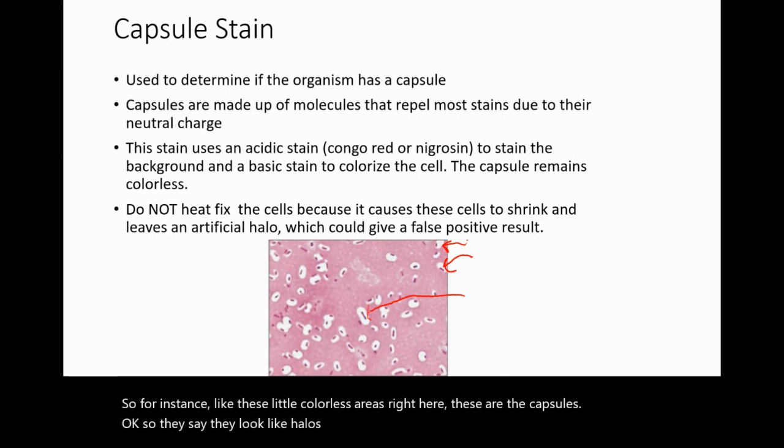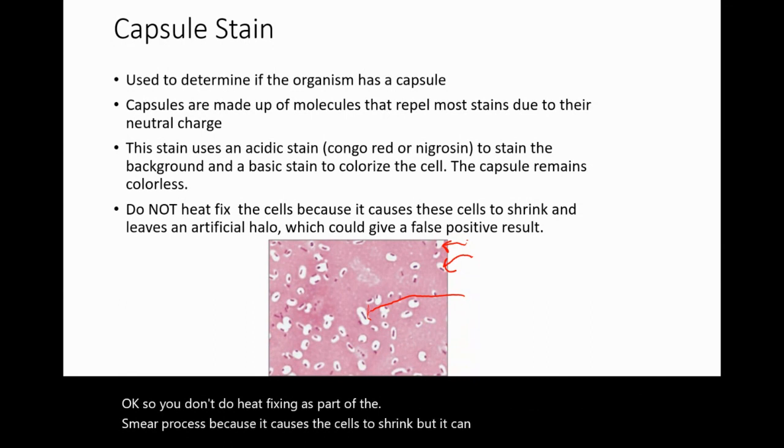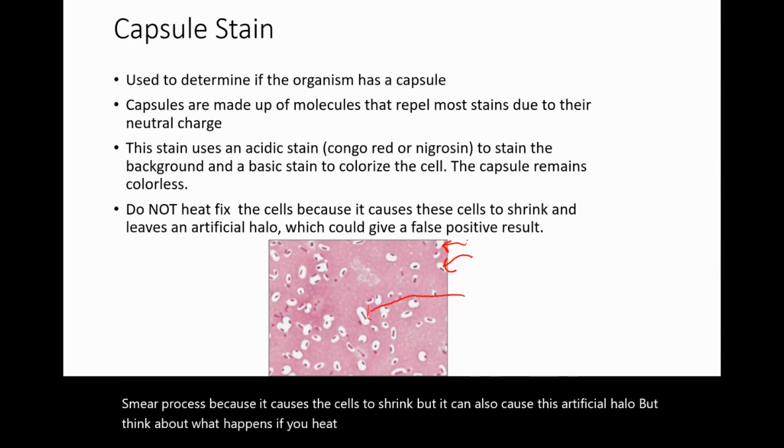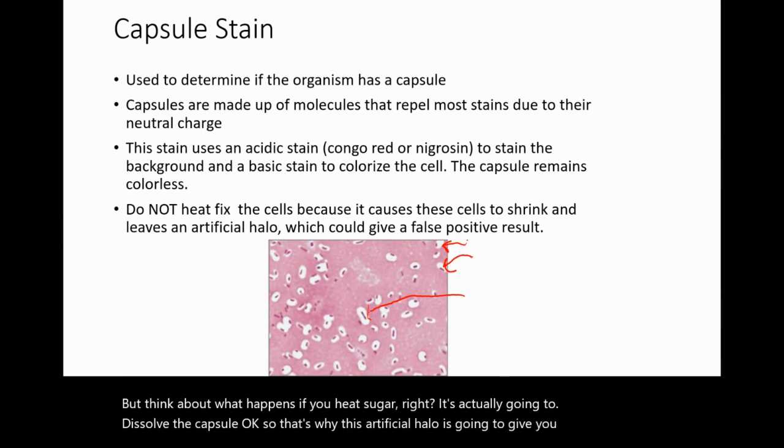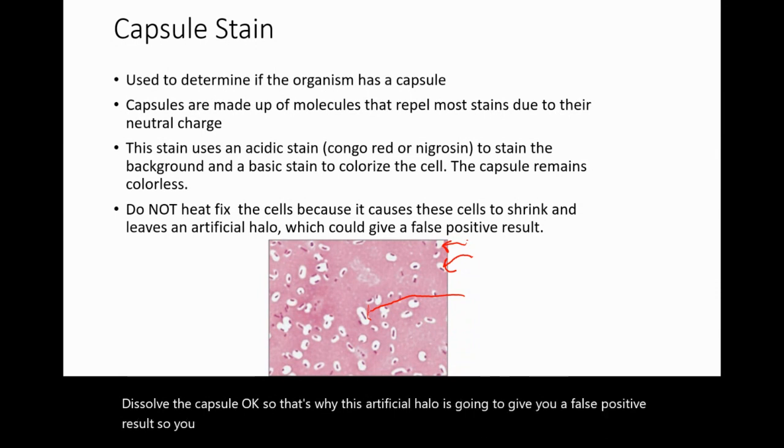With the capsule stain, you cannot heat fix these cells. You don't do heat fixing as part of the smear process because it causes the cells to shrink, but it can also cause an artificial halo. Think about what happens if you heat sugar, right? It's actually going to dissolve the capsule. So that's why this artificial halo is going to give you a false positive result. So you do not heat fix if you're going to do the capsule stain.